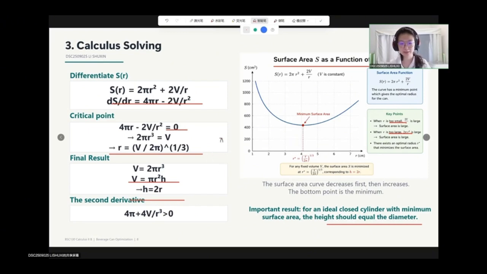To confirm that this critical point is a minimum rather than a maximum, we apply the second derivative test. The second derivative is this. Since both the radius and the volume are always positive, the second derivative is always greater than 0. Therefore, the function is concave upward, and the critical point must be the minimum point.